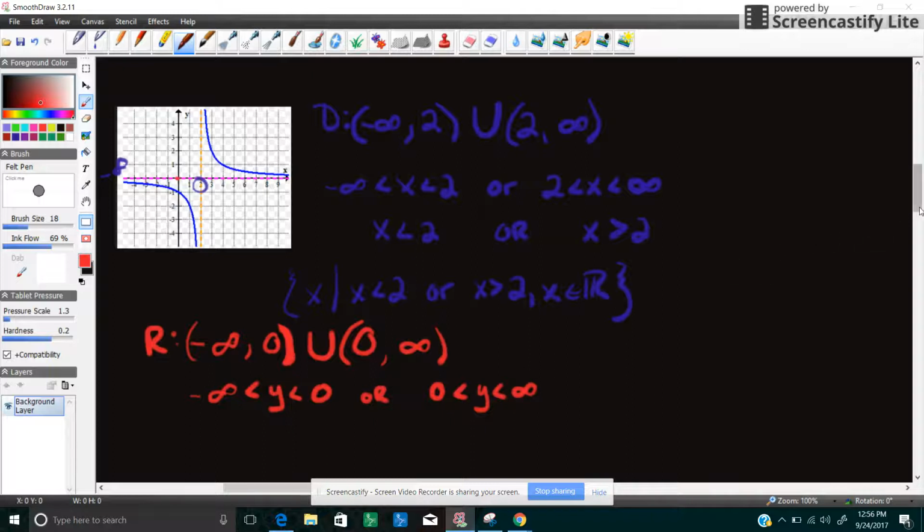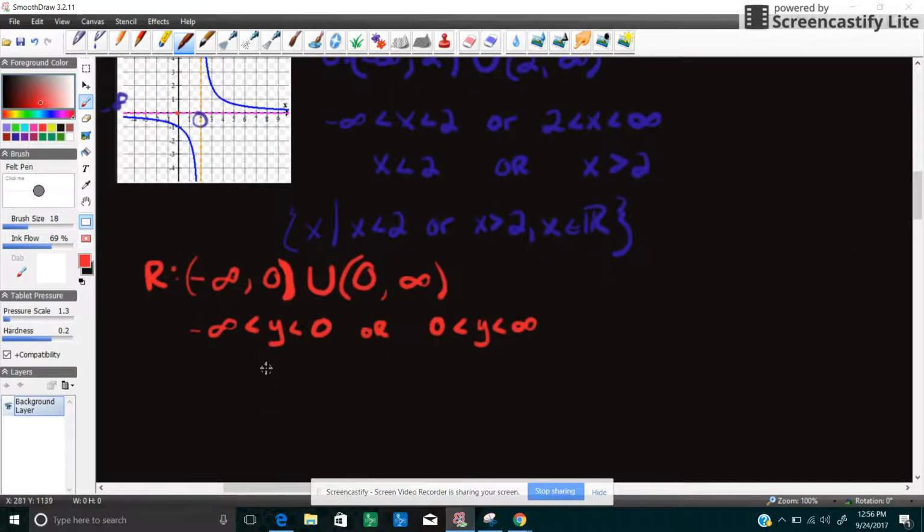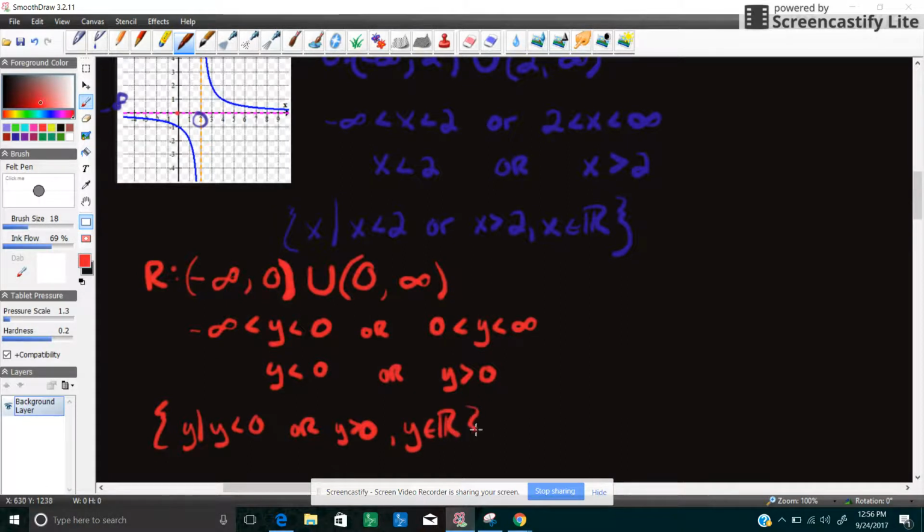And again, this can be written a little bit nicer, just y is less than 0, or y is greater than 0. Okay. Notice that from here to here, we do have to flip it because here the y is in the middle, and if you read it this way, y is bigger than that one. Okay. Set notation, y such that y is less than 0, or y is greater than 0, where y belongs to the real numbers.